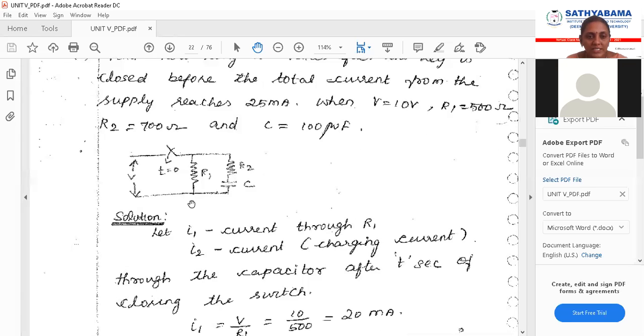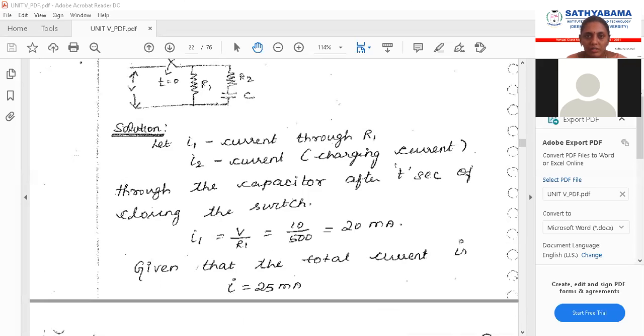Now, as two branches are there in the circuit, let me assume the current through R1 is I1 and the current through R2 is I2. As it is a parallel branch, we have I1 and I2. Now, the total current has been given. The total current is the one which is flowing in the circuit here, right? So now calculate I1. I2 I cannot calculate directly because I2 consists of the capacitance, right? So I1 I will calculate.